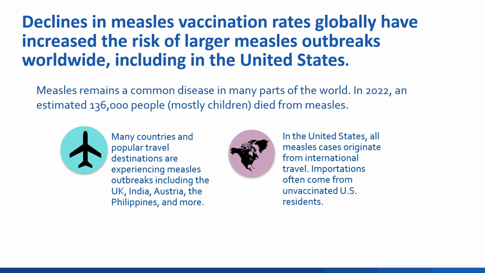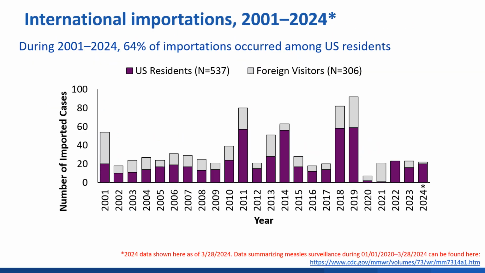Measles remains a common disease in many parts of the world, causing substantial morbidity and mortality. In 2022, an estimated 136,000 people, mostly children, died from measles. During 2024, many countries and popular travel destinations for US residents are experiencing measles outbreaks, including the UK, India, Austria, the Philippines, and others. In the US, all measles cases originate from international travel, and importations most often come from unvaccinated US residents traveling abroad.